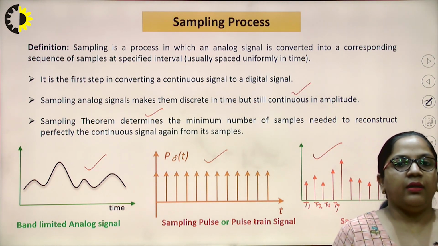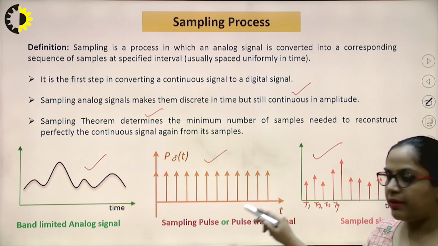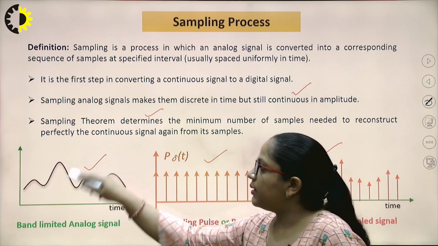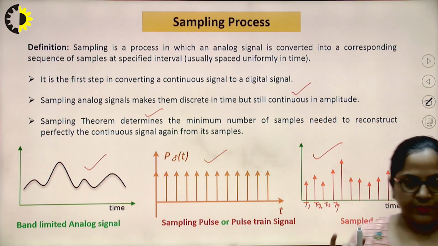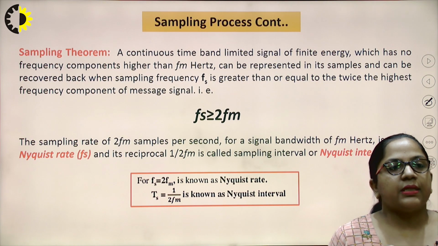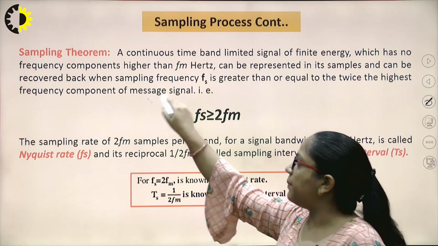It will indicate how many samples are required to represent this continuous analog signal as a discrete time signal. Okay, so what is the sampling theorem? This is the statement of the sampling theorem.